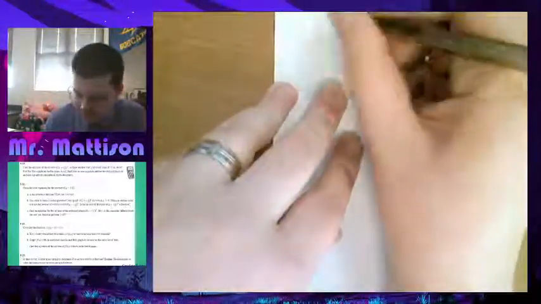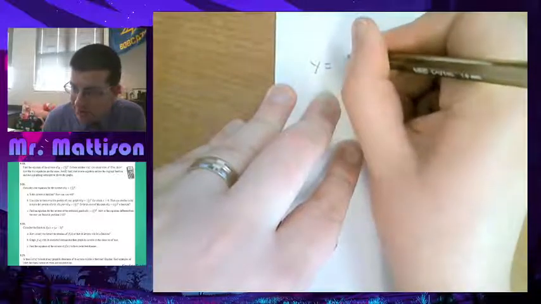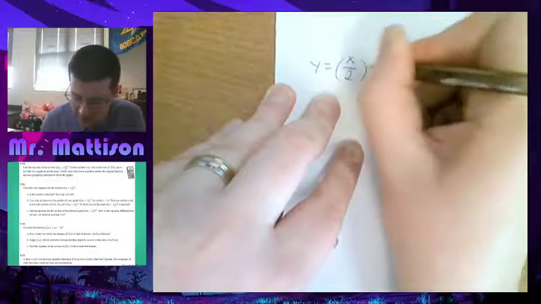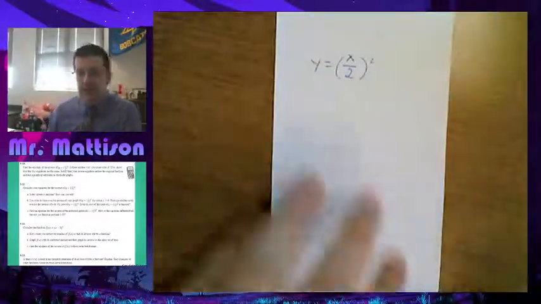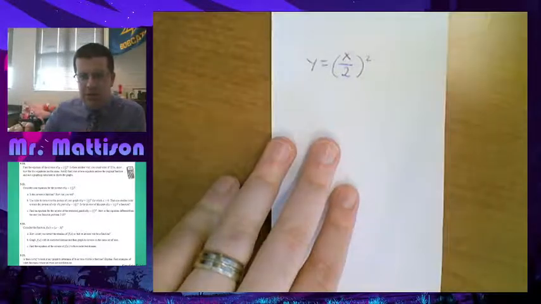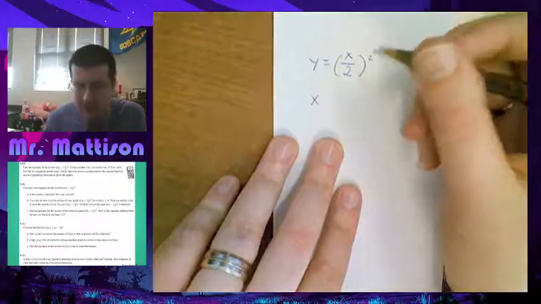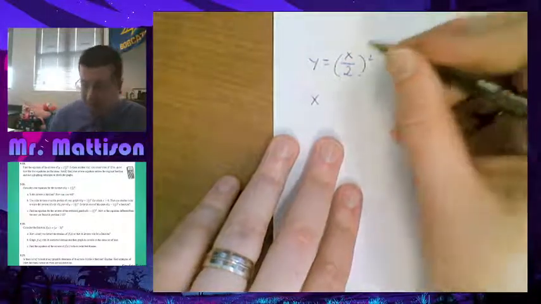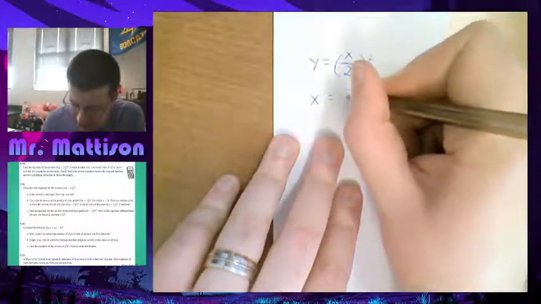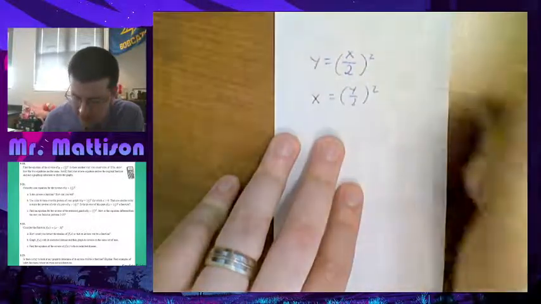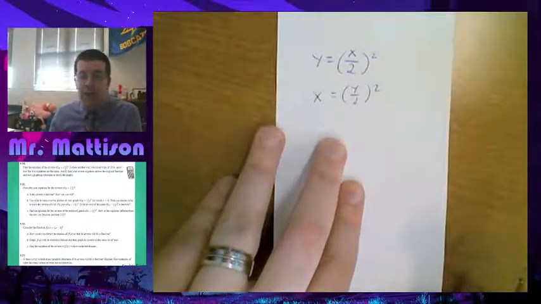So to start, we're going to take the equation of y is equal to x over 2 squared, right? And to find the inverse, we have to first transpose the x and the y variables, because our inverses are when our inputs and our outputs get flipped around. So x equals y over 2 squared. So now we've got to solve for y.